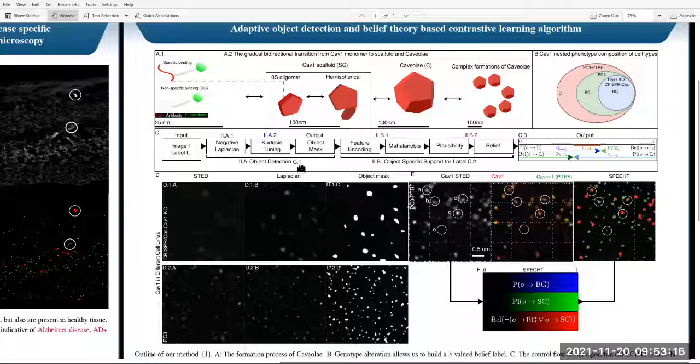After that's done, you need to compute a label that at a high level expresses how likely it is that this object is background, scaffold, or Caveolae. To do that, we use belief theory, which is a superset of probability theory. At a high level, it means that instead of a single probability value, you get a lower or possibility value and a higher plausibility value, and then the uncertainty in between. And this enables us to come up with this contrastive learning method.